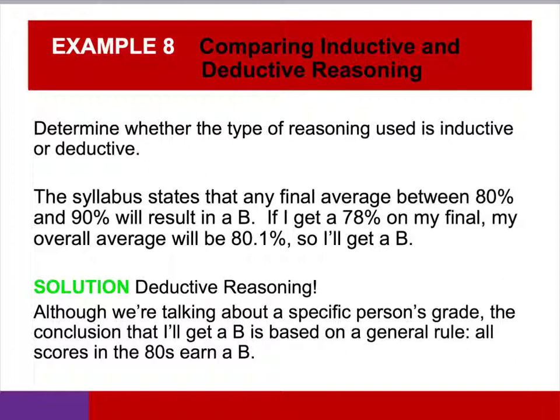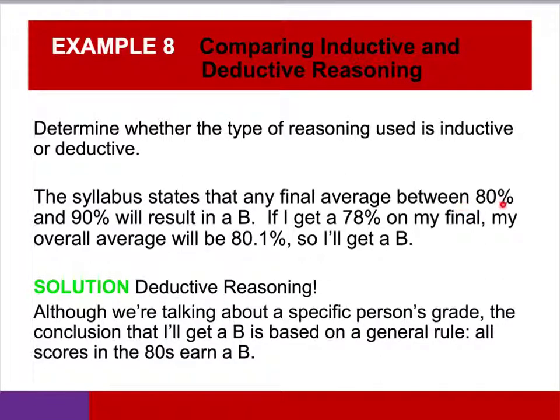Okay, this next one, determine whether the type of reasoning used is inductive or deductive. The syllabus states that any final average between 80 and 90% will result in a B. If I get a 78 on my final, and my overall average is an 80.1%, so I will get a B. This is deductive reasoning because there's a rule.